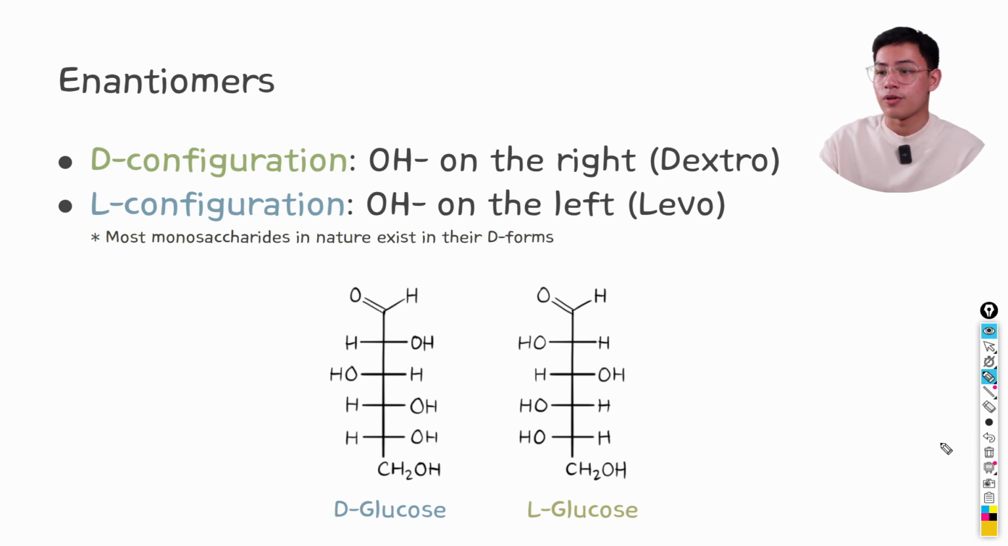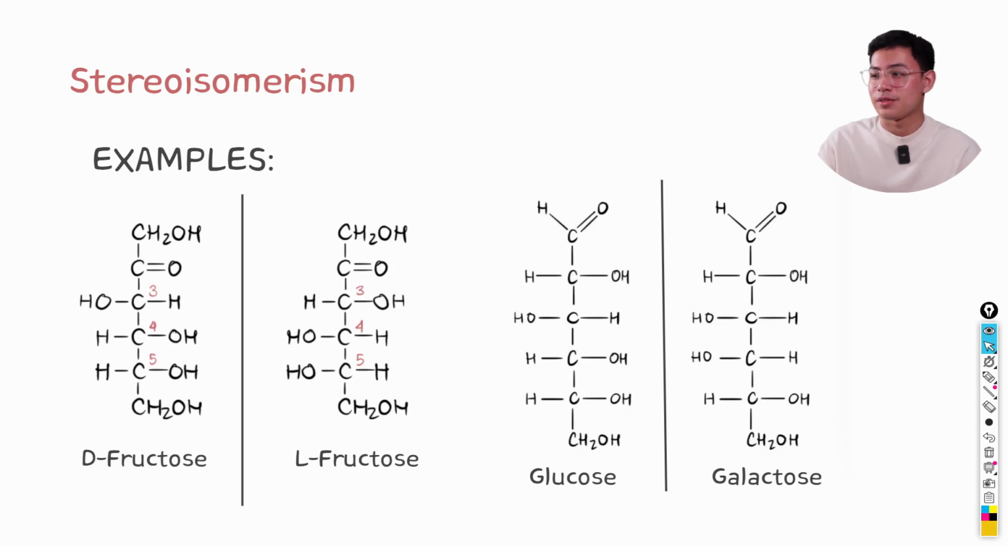This is important to note because for most monosaccharides, they exist in their D forms. So in nature, the D forms of your carbohydrates are more abundant than their L counterparts. Here are some more examples. We have D-fructose and L-fructose, which are enantiomers, and glucose and galactose, which are diastereomers.